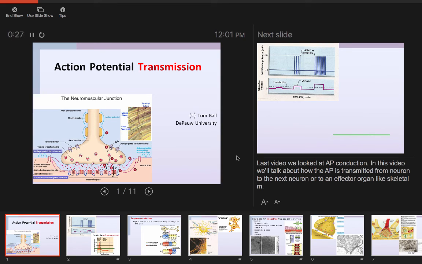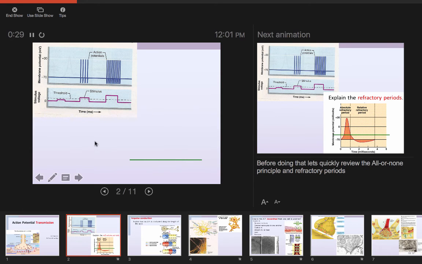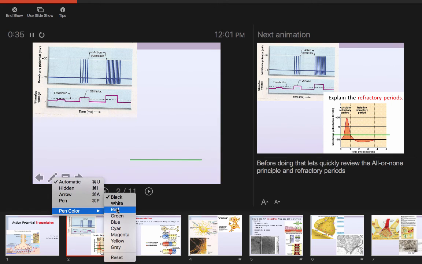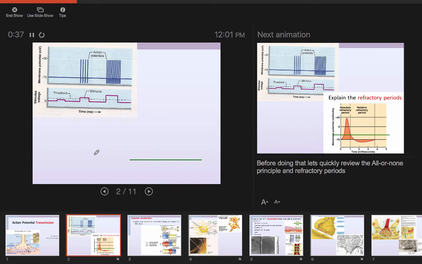But before we do that, let's go ahead and review first the all or none law, and then we'll take a look at the refractory periods again. In the all or none law, we see that if a stimulus is subthreshold, we won't get any action potential whatsoever, all or none. But we also see that action potentials are all approximately the same size, regardless of how strong a superthreshold stimulus is.